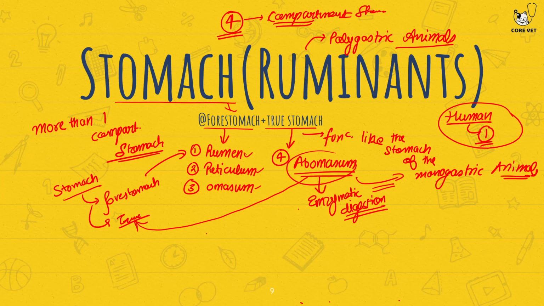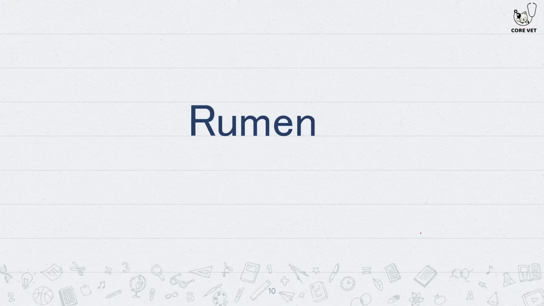So this point is clear: the stomach of the ruminants is further divided into two parts, the forestomach and the true stomach. The forestomach comprises what? The rumen, the reticulum, and the omasum. And the true stomach comprises what? The abomasum, which has a similar function to the stomach of the monogastric animal. With this, I would like to move further and discuss all four compartments in detail with their anatomical structure and internal structure. So let us begin. First of all, we are going to discuss the rumen.